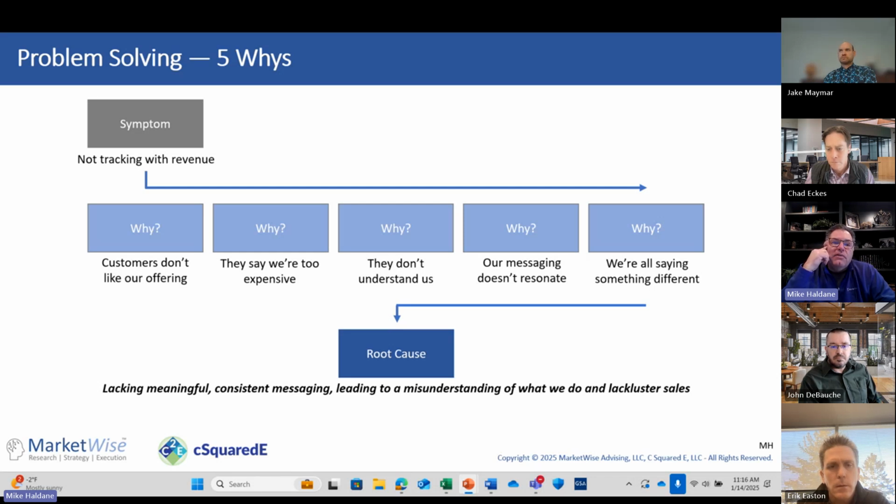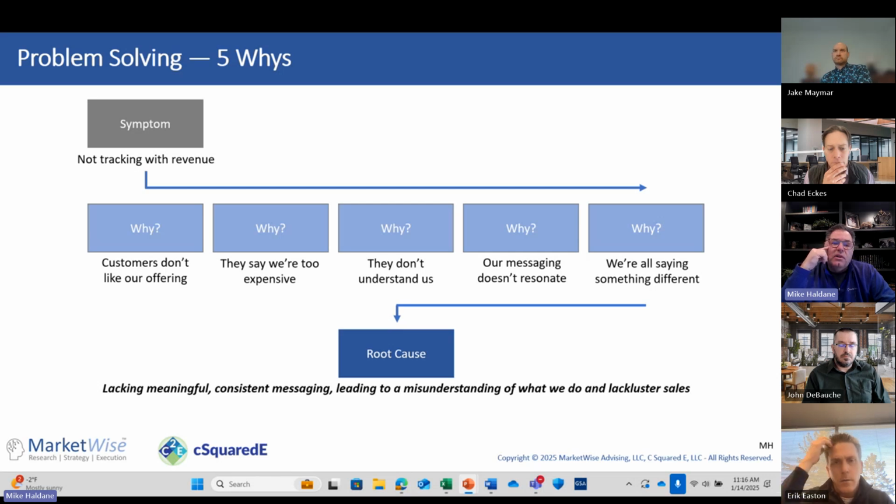So just by way of an example, a symptom, kind of back to Chad's earlier comment about metrics, might be that we're not tracking with revenue. So let's just say that we had metrics on the previous slide and we missed 2 months in a row. Our symptom, or the problem as stated, is that we're not tracking with revenue. Well, in this process, what you would do is you would say, okay, well, why is that happening? And you might talk with the group and do some brainstorming, and they'll say things like, well, the customers that we're talking with don't like our offering.